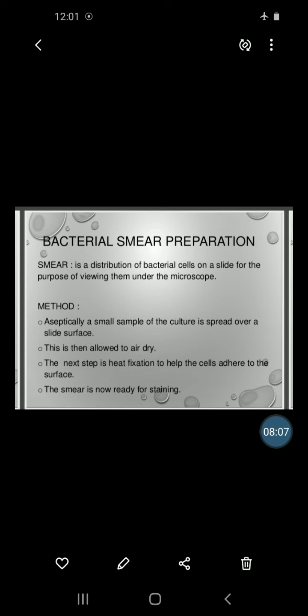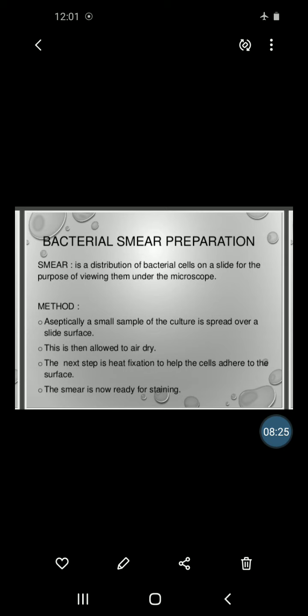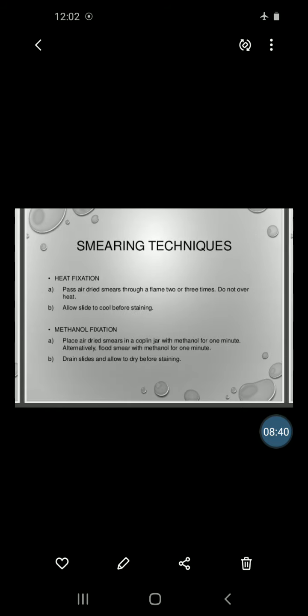Then it is allowed to air dry, not artificial drying, natural drying. The next step is heat fixation to help the cells adhere to the surface. What is the role of heat fixation, or what is the need? I have already discussed in the last lecture what heat fixation is and why it is needed. Heat fixation helps the cells adhere to the surface, and then the smear is ready for staining.